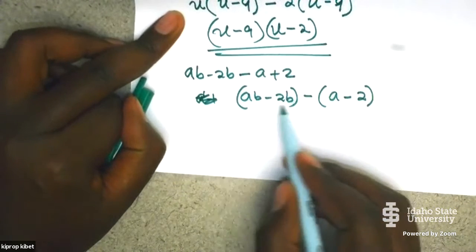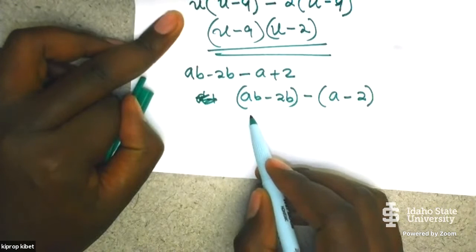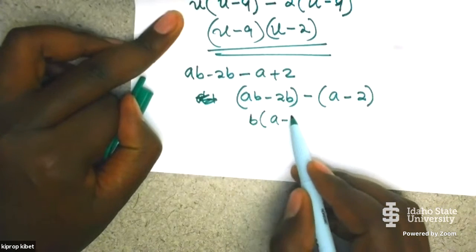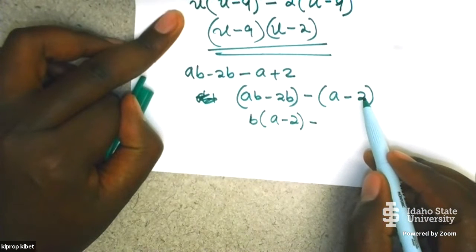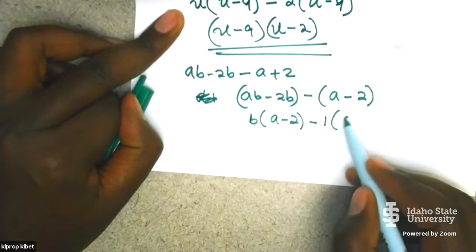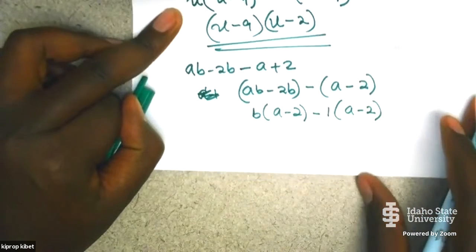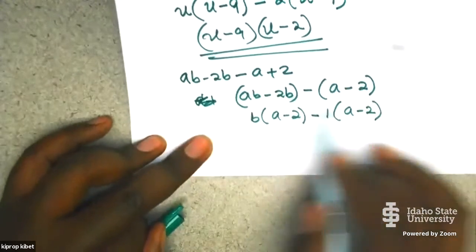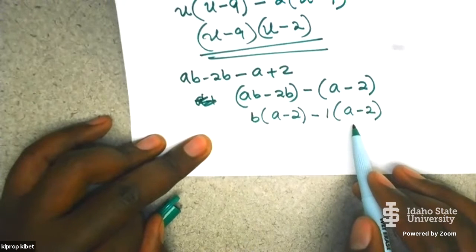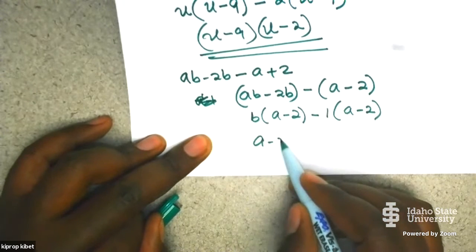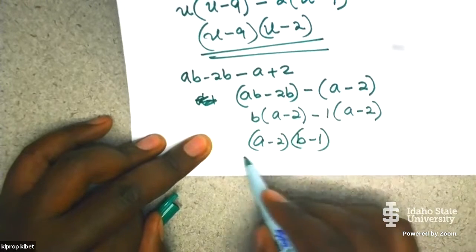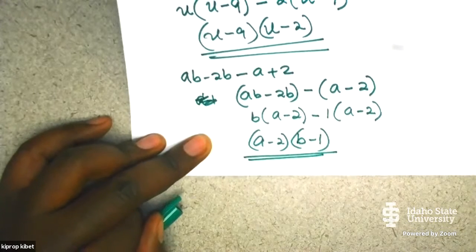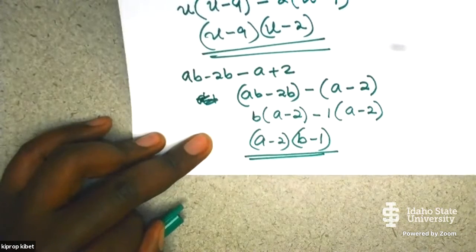Then we factor out the greatest common factor here, which is what? b. a minus 2. Minus, what is the greatest common factor here? 1. 1, yes. So 1, a minus 2. So what is the greatest common factor here again? a minus 2. What remains is b minus 1. Any questions?